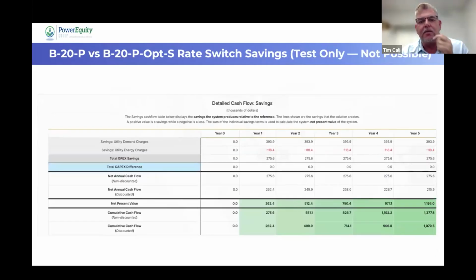Okay, so now's that rate switch. Just a rate switch, no batteries. It's not possible, but it's indicative of something to look for. And we can see, oh, wow, that we are saving $275,000 just from the rate switch. Energy up $118,000, demand down $500,000. So we've got a net $275,000 swing. Obviously, it works from day one. It didn't cost anything to switch rates, but we need a ticket. We need the batteries to qualify.